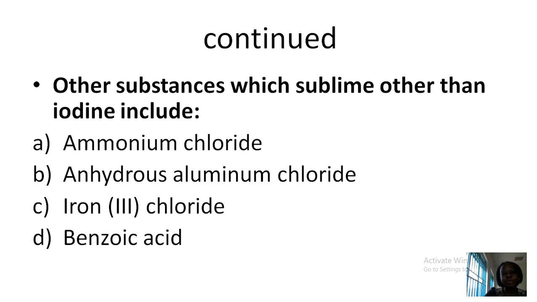For example, ammonium chloride. I can also mix ammonium chloride with sand, or I can mix ammonium chloride with table salt. Then we also have anhydrous aluminum chloride, we have iron 3 chloride, and also benzoic acid. All those substances sublime, so when they are mixed with another solid, the method that can be used to separate them is the sublimation method.